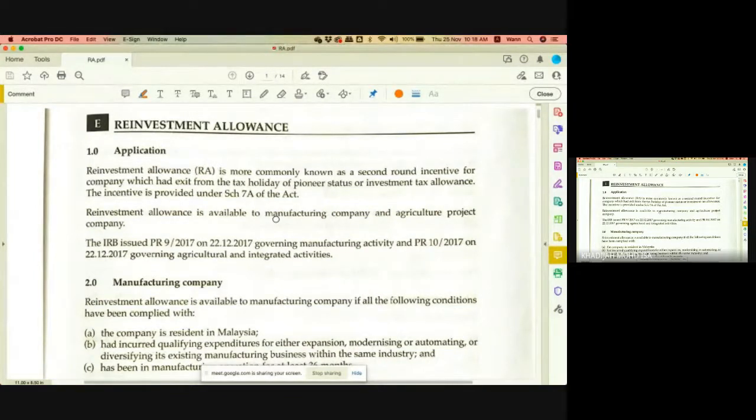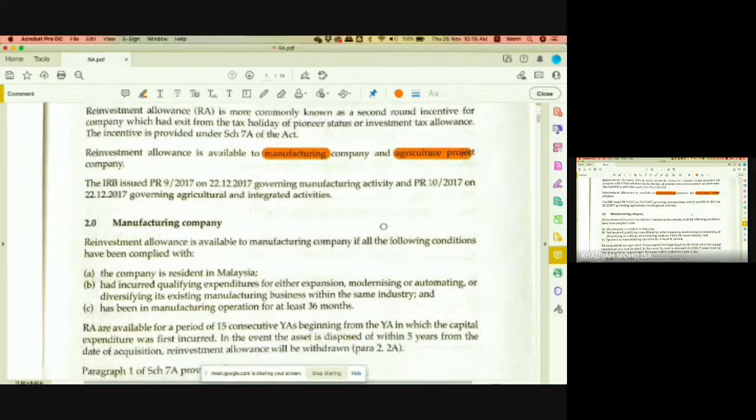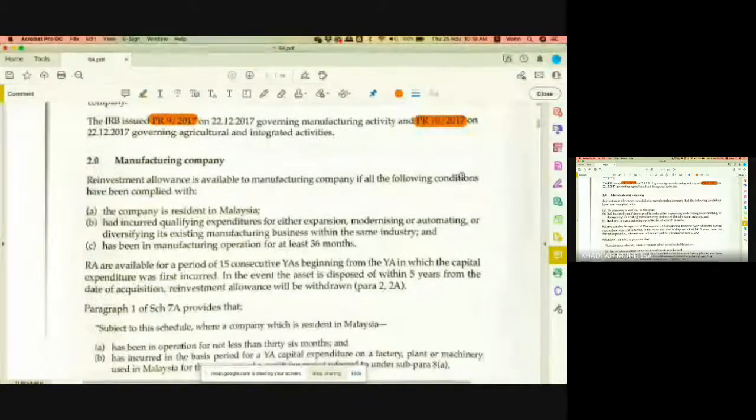It's available to manufacturing companies and agricultural projects. It's not available for tourism. Last time we did have tourism, we did have R&D, all that. So reinvestment allowance is only for manufacturing and agriculture projects. And then we also have Public Ruling 9/2017 that governs manufacturing activity, and Public Ruling 10/2017 on governing agricultural and integrated activities for the reinvestment allowance.